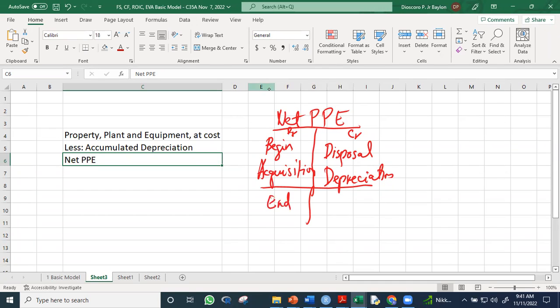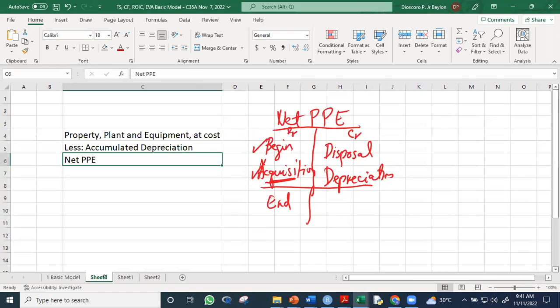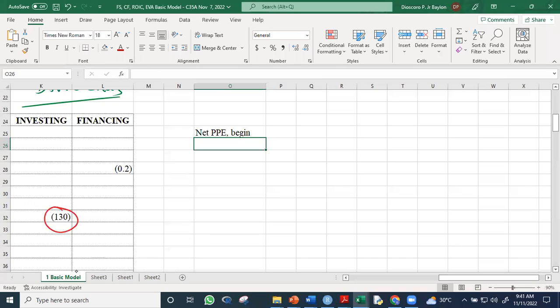So this, in a nutshell, is the flows to your net plant and equipment. We have your beginning, and then we add any acquisition. This is what we want to know: how much was invested? How much new PPE was acquired by the company? Because when we record 130 here, we're getting the wrong answer, so we have to adjust it. Then we subtract the disposal and depreciation to get your ending net PPE.